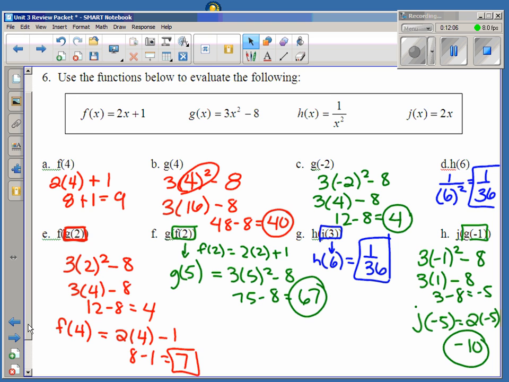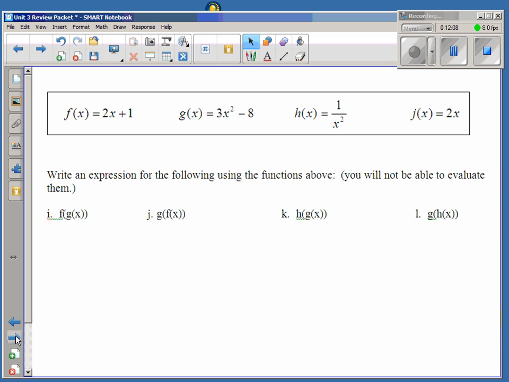Now the next page is very similar, except now I don't have a number to plug in. I have just the expression g of x. So what I do is I take the g of x function, which is 3x squared minus 8, and I plug that in for every single x in the f of x function. So f of x is 2x plus 1. So I replaced the x with g of x, which is 3x squared minus 8.